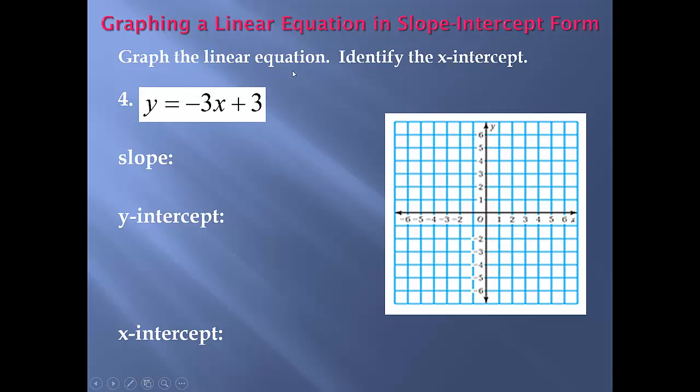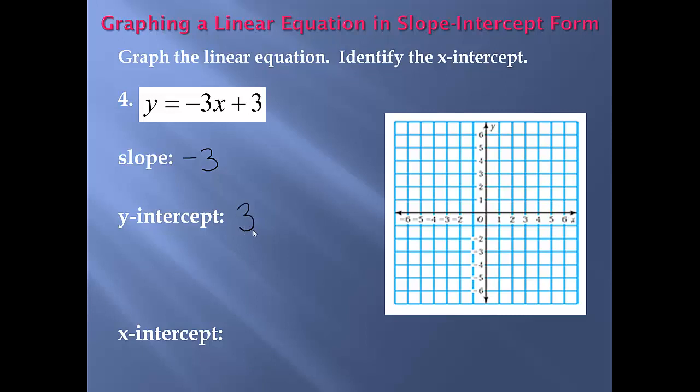Now we're going to graph another linear equation in slope-intercept form. So we'll graph the linear equation, and then we'll identify the x-intercept. So for number 4, we have y equals negative 3x plus 3. So now, since this equation is in slope-intercept form, we can identify the slope and the y-intercept. The slope is the m, or the number in front of our x. So we have negative 3. The y-intercept is b. Since we have plus 3, that means our y-intercept is going to be positive 3.